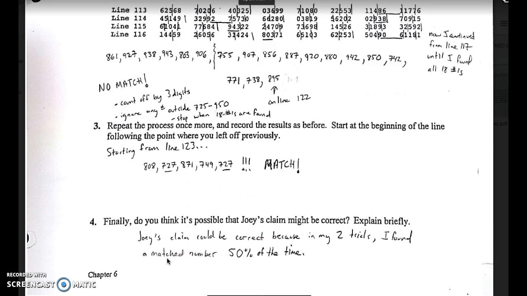But if not even half of you guys are finding matches in that large of a sample size, then Joey's probably not correct. Like, it could be complete coincidence that I happened to find a match on my second try. Maybe most of you guys don't find matches at all. It's entirely possible. We don't know. Basically, what you should put for here is he could be correct, but you can't really be sure at all until you do more trials. For example, you need a larger sample size in order to have any solid conclusions. Okay, that's all of 6.1c.